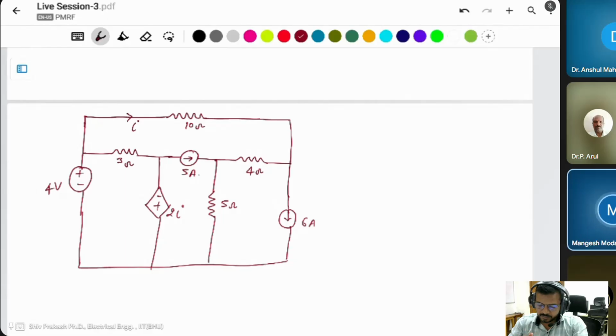We can consider 3 nodes and apply KCL at each node. Leftmost node voltage is 4 volts. This voltage is minus 2I. This voltage is unknown, and this is also unknown. You can apply nodal analysis or mesh analysis.